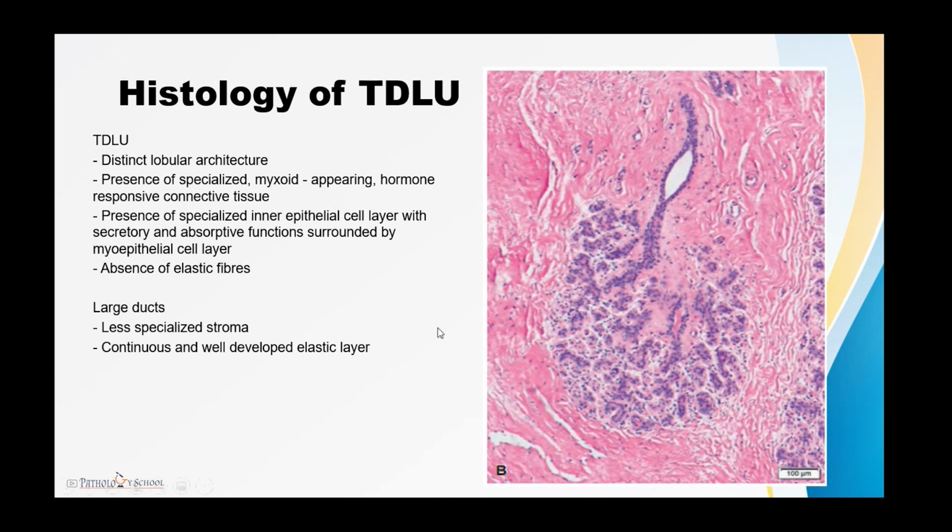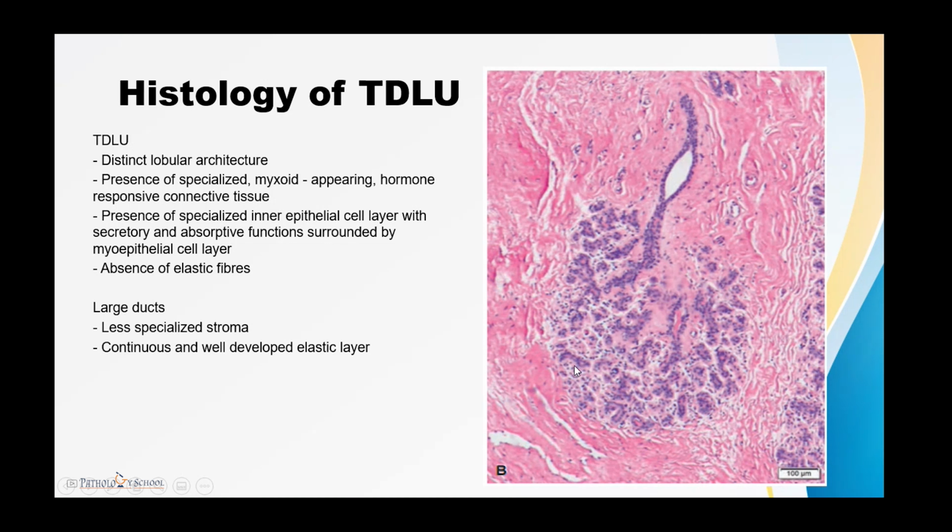Then we see the histology of the terminal duct lobular unit. The glandular tissue is formed of two parts, the terminal duct lobular unit and the large ducts. The terminal duct lobular unit has a distinct lobular architecture, presence of specialized myxoid appearing hormone responsive connective tissue, presence of specialized inner epithelial cell layer with secretory and absorptive functions surrounded by myoepithelial cell layer.